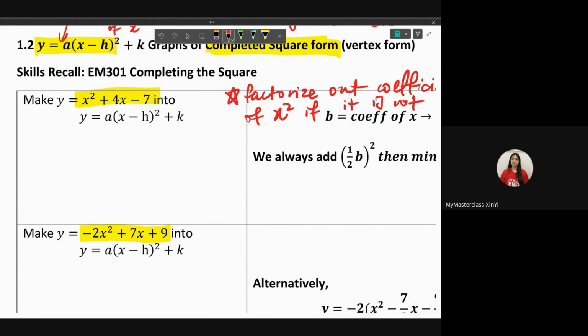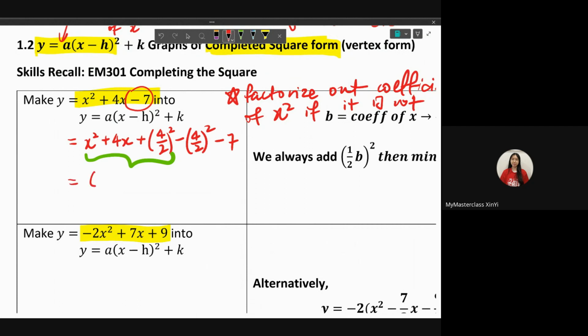For completing the square, just a recap. Write the first two terms down, x squared plus 4x. Then take the coefficient of your x, which is 4, divided by 2. Then you square it. What you add in, you have to minus back also, so minus back this term. And don't forget your constant over here, so minus 7. Then this part is the part that will give you your perfect square, based on your algebraic identity.